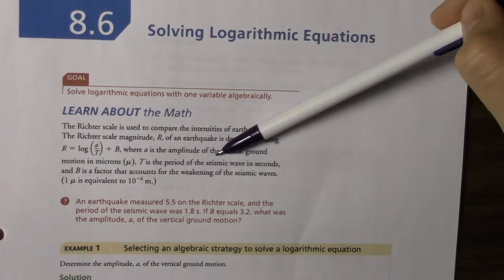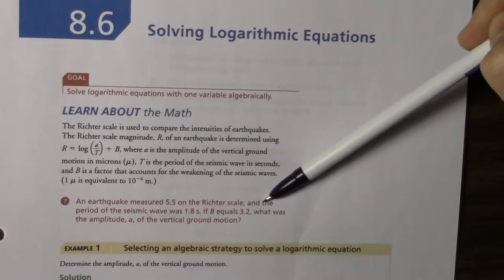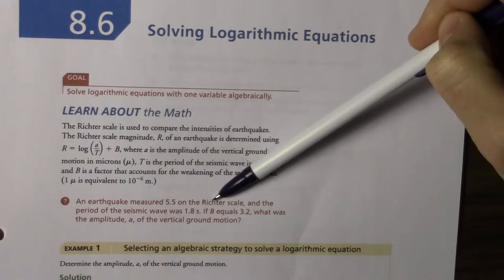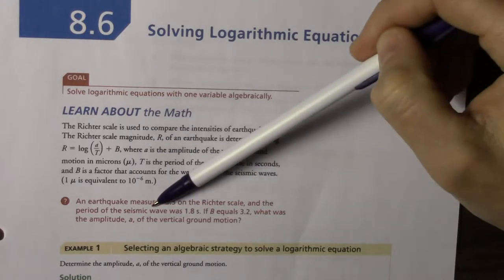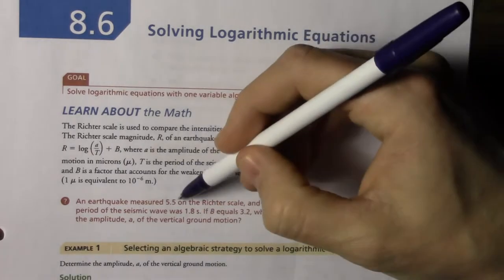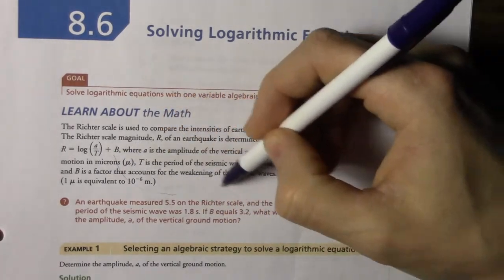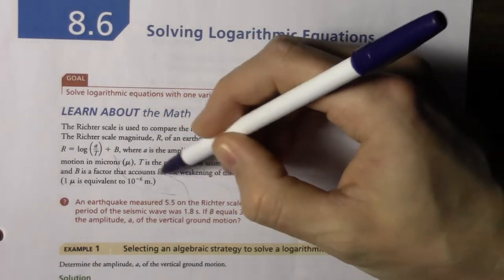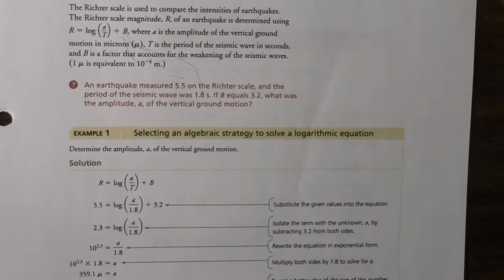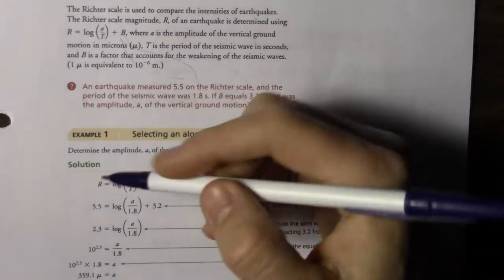So the question says, an earthquake measured 5.5 on the Richter scale, and the period of the seismic wave was 1.8 seconds. If B equals 3.2, what was the amplitude A of the vertical ground motion? So we're taking all of these values now and subbing them into the equation. So we end up with this formula here.